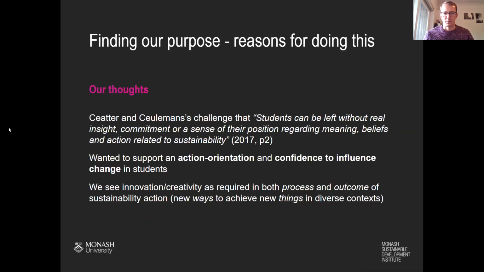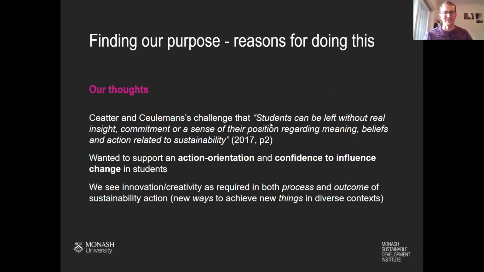We really wanted to support an action orientation and the confidence to influence change in students. And so we wanted this to be a safe space for them to test ideas and skills and develop themselves. And we have quite a diverse learner cohort, which I'll talk about in a moment.